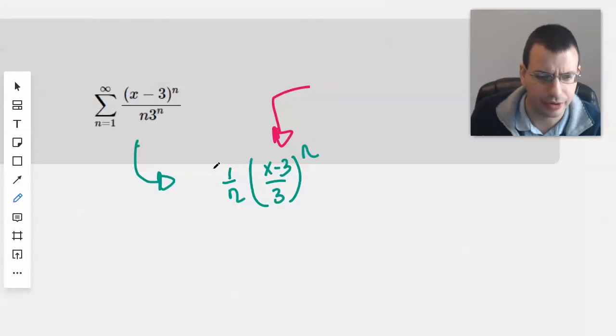Oh, that is terrible, tragically bad. n equals 1 to infinity.